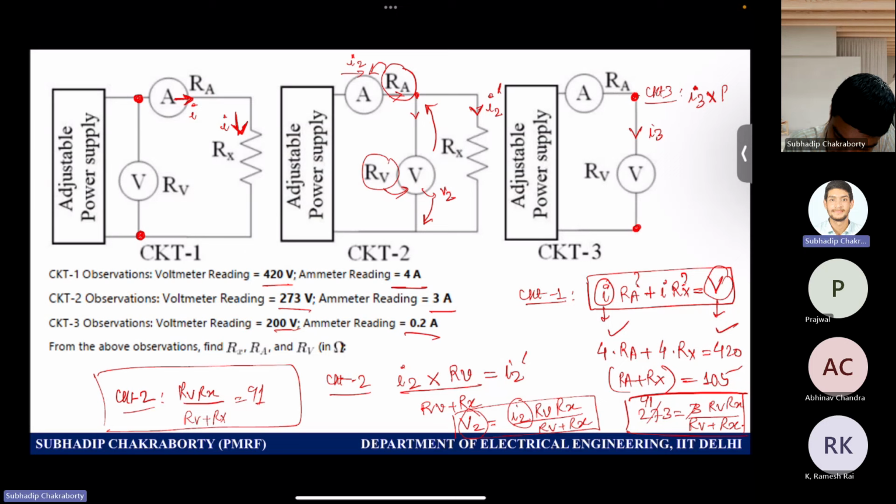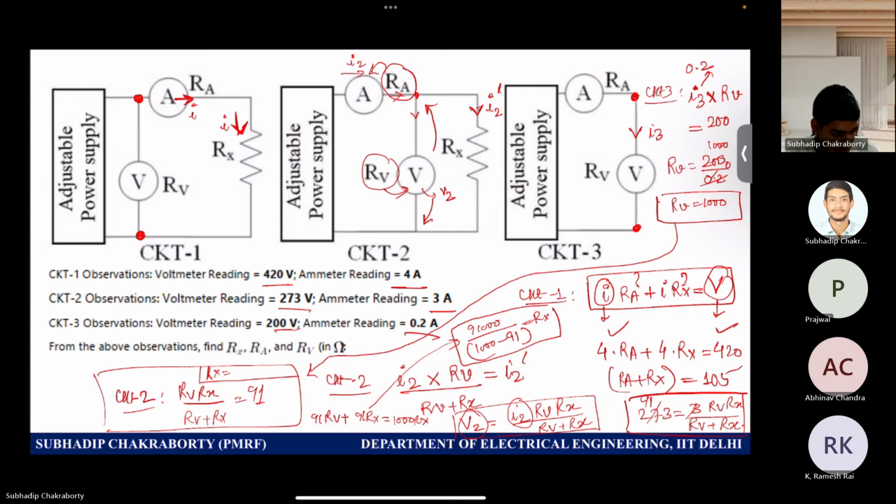So what is Rx? The value of Rx, what are you getting? 91,000 divided by 1000 minus 91, so around 100.11. So Rx is 100.11 ohms. Don't forget the units. So we got the Rx value and the RV value.